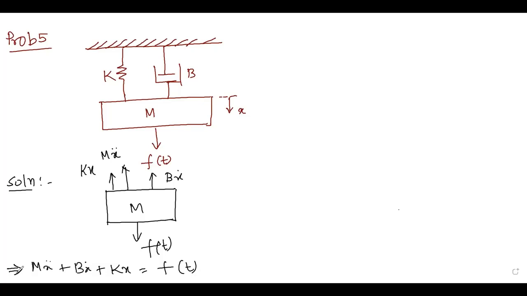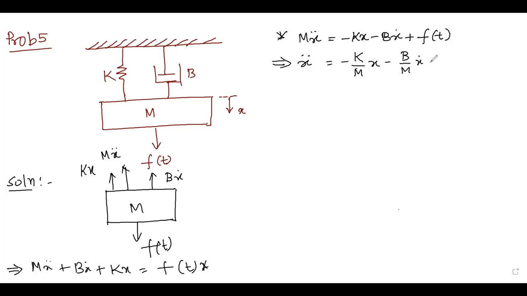Let us write this equation in state variable form. The first step: keep the highest order derivative on the left hand side. So Mx double dot equals minus Kx minus Bx dot plus Ft. That means x double dot equals minus K by M x minus B by M x dot plus 1 by M Ft. The highest order derivative is on the left hand side and all other terms on the right hand side.